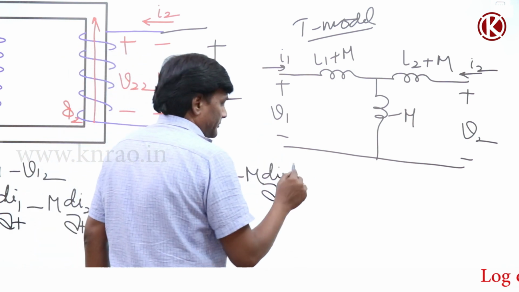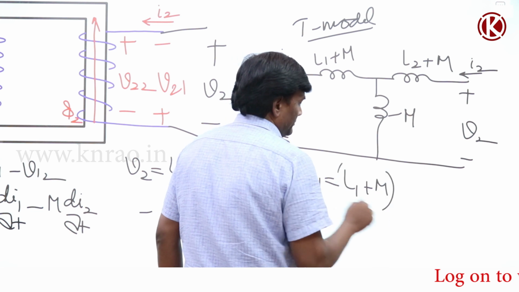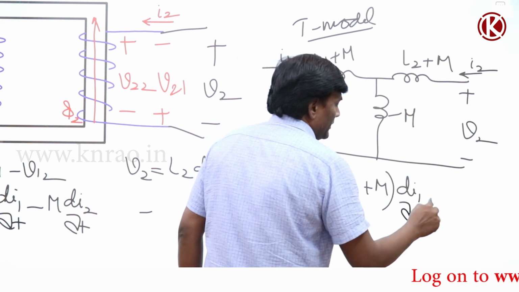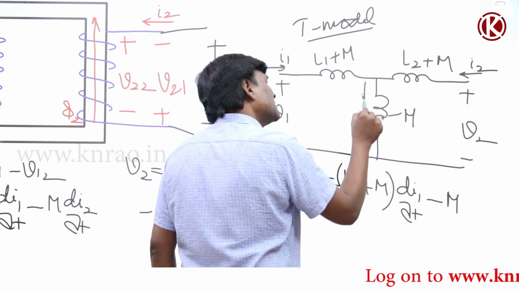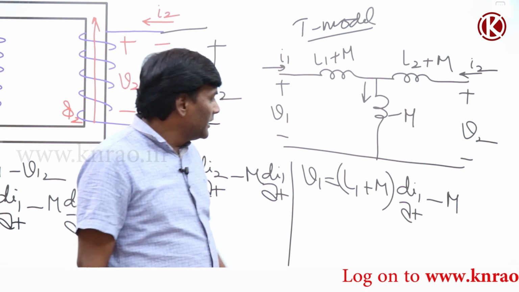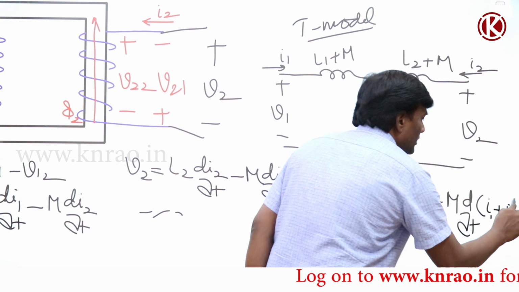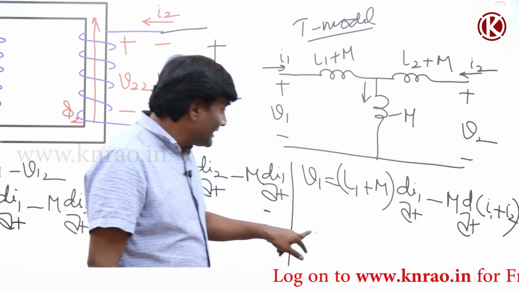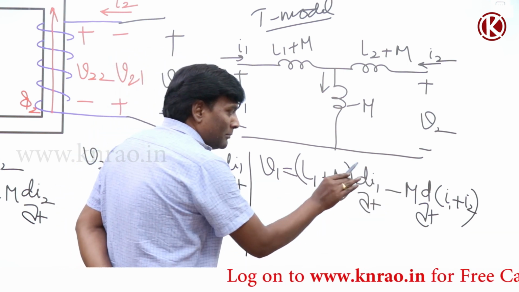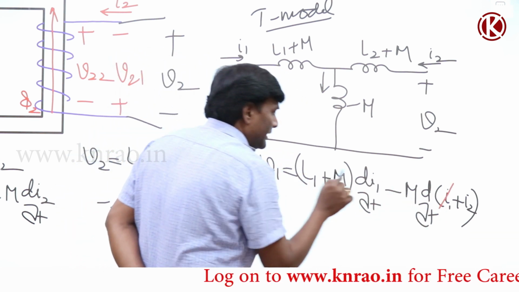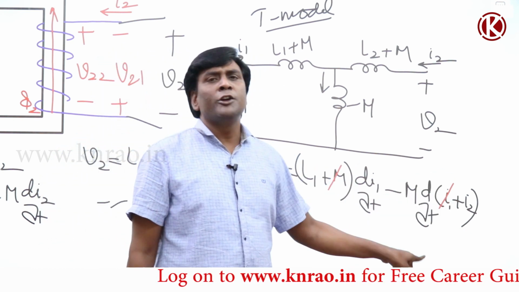Okay, let me write for one at least. V1 equals L1 plus M di1 by dt, minus M. I1 is entering here, I2 is entering here, so I1 plus I2 should enter here. So minus M into d by dt of I1 plus I2. What can be cancelled out if you see here? Plus M di1 by dt minus M di1 by dt cancel. Same equation: L1 di1 by dt minus M di2 by dt.